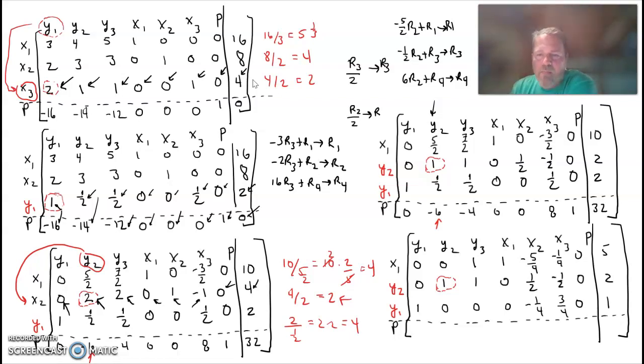Final row, 6 times 0 is 0 plus 0 is 0. 6 times 1 is 6 plus -6 is 0. 6 times 1 is 6 plus -4 is 2. 6 times 0 is 0 plus 0 is 0. Half of 6 is 3 plus 0 is 3. -1/2 of 6 is -3 plus 8 is 5. 0 plus 1 is 1. 2 times 6 is 12 plus 32 is 44. All right, let me rewrite this on another page.